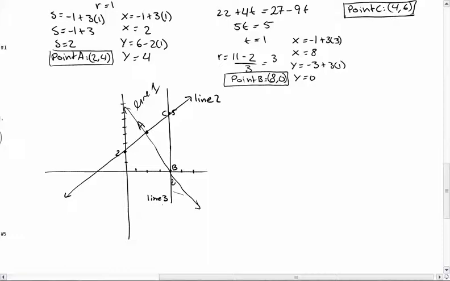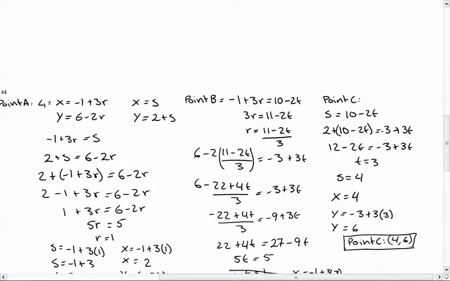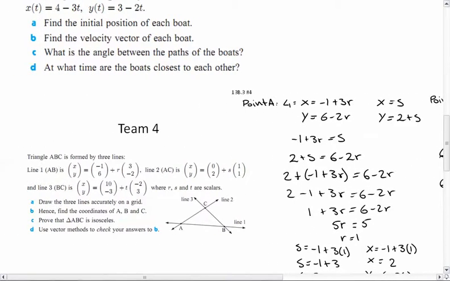Moving on to part C. They want us to prove that this triangle is an isosceles triangle. So what is an isosceles triangle? It's when you have two sides that equal each other and one side that has a different measurement.